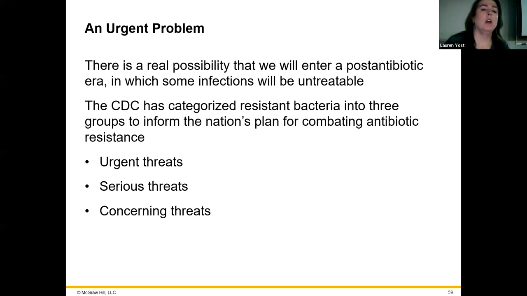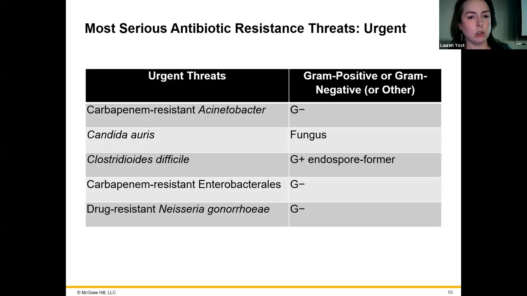It's bad. The CDC looks at a lot of the concerns about drug resistance in pathogens and categorizes them from most concerning to least concerning. The urgent threats are the worst of the worst. Then we have the serious threats and then the concerning threats. Okay, so let's look at how this goes. Some of the urgent threats include carbapenem-resistant Acinetobacter, which I don't know much about, but if they're carbapenem-resistant, that's a problem. We've already said that's our last line of defense drug.